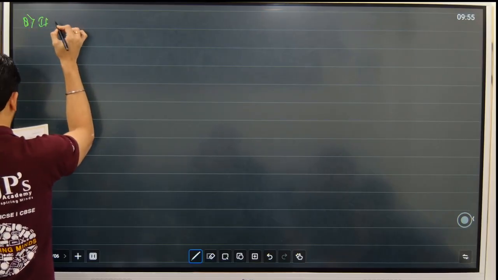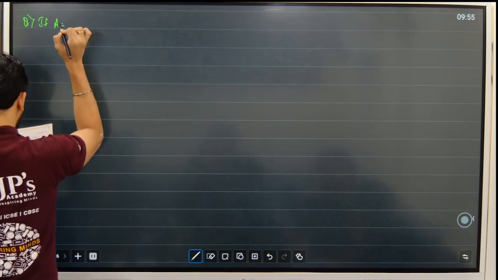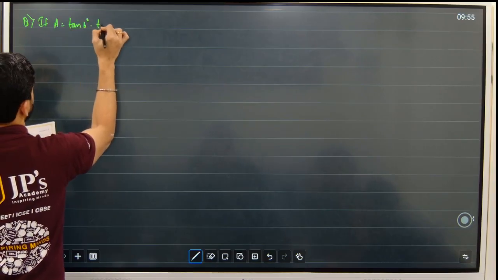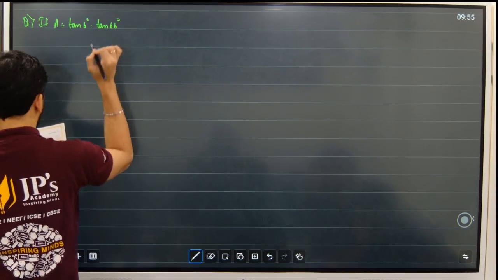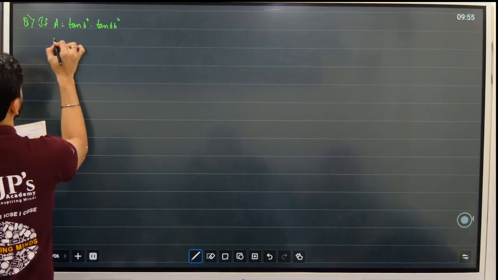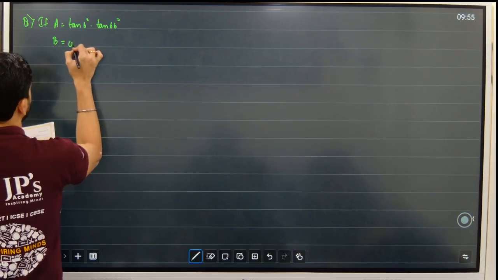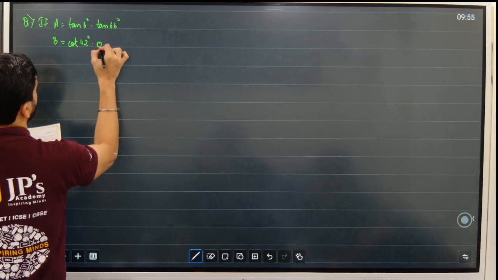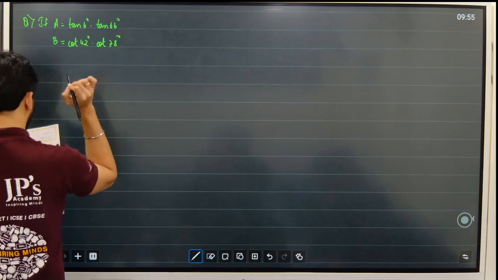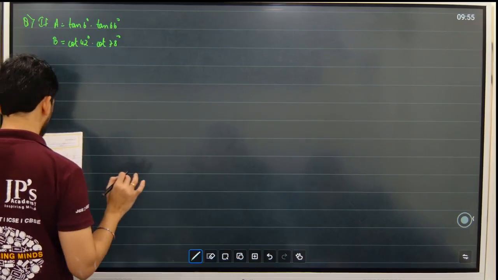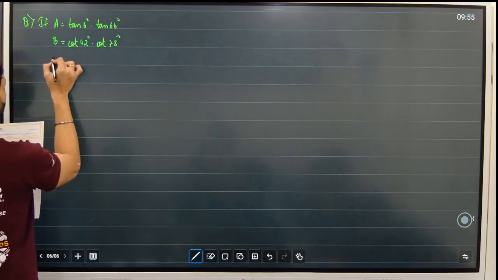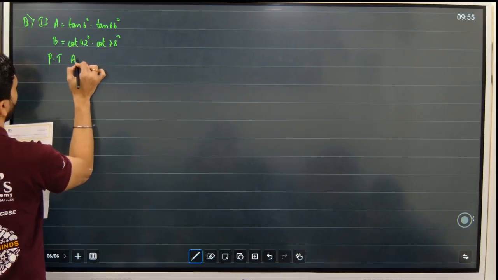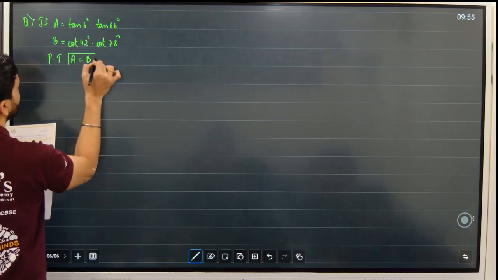If A is equal to tan 6 degree tan 66 degree, B is equal to cot 42 degree cot 70 degree, okay, do one thing: prove that A is equal to B.